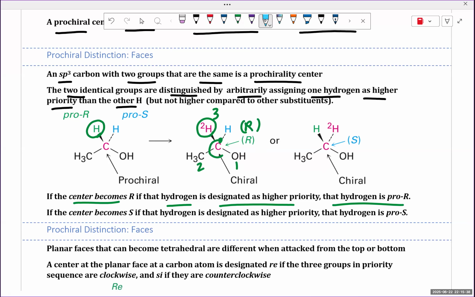As a corollary, if the center becomes S, if the hydrogen is designated as higher priority, that hydrogen is pro-S. So if this hydrogen is designated as higher priority, the stereo center assignment is S, which means that this hydrogen is pro-S.